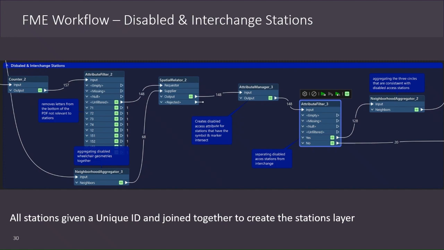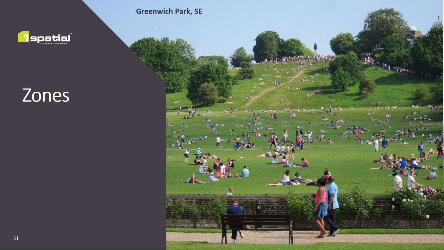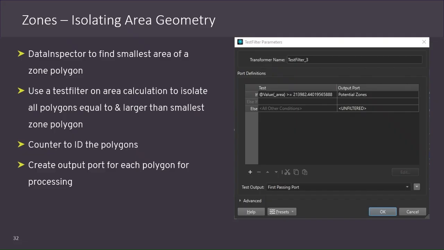Then from there, we're separating it so the ones that were yes can have the neighborhood aggregator applied, because the ones that were no didn't need it. And then they move off for further processing, where mostly they're just given a unique ID and they're joined together to create the layer stations with the other stations that we've processed as well. Now we will move on to how I created the zones.